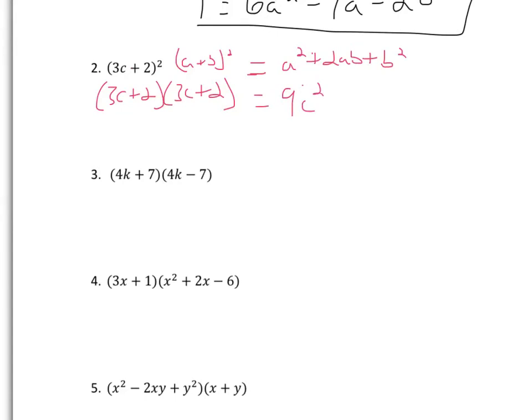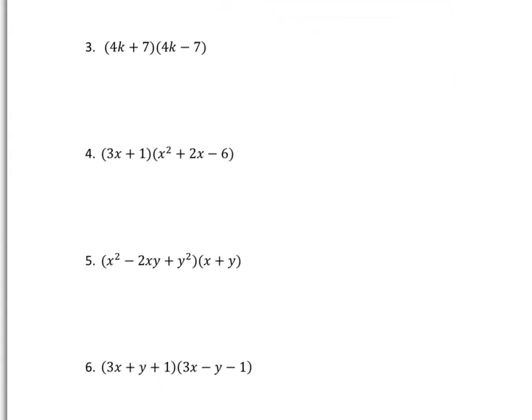A times b is going to be 6c, right? Multiply that by 2, so it'll be 12c. And b squared is 2 squared, which is 4. That's the answer. And if you do it the foiling or distributing method, you're going to get the exact same answer, hopefully.